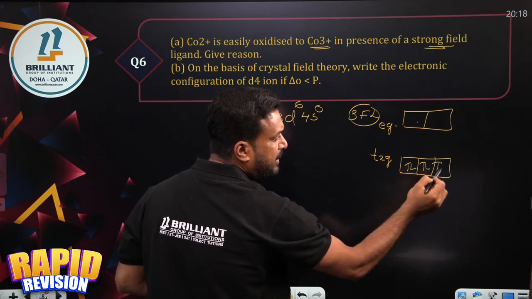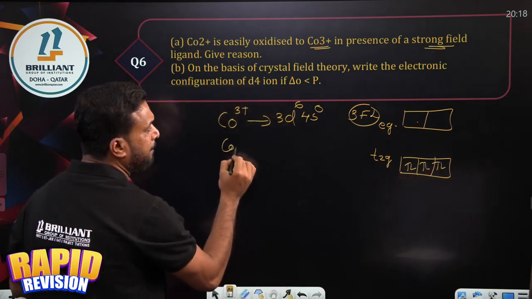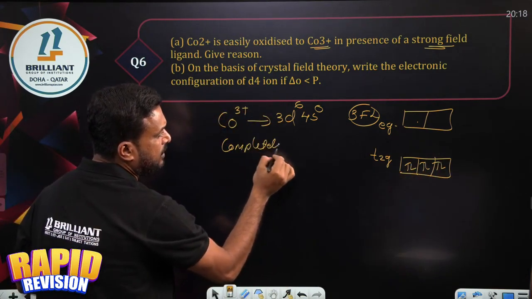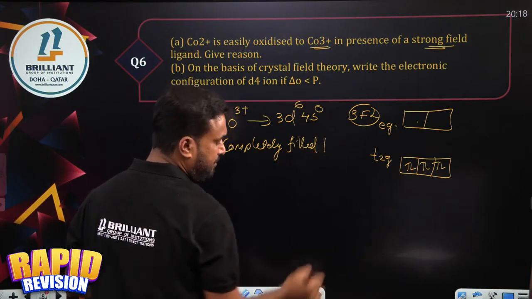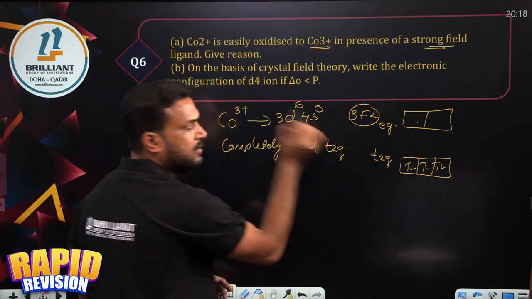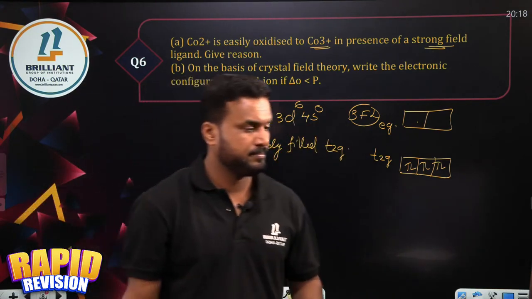So we will be getting all paired. Then what we got? We got completely filled T2G. Anyway, completely filled T2G has stability. So what do you need to write?